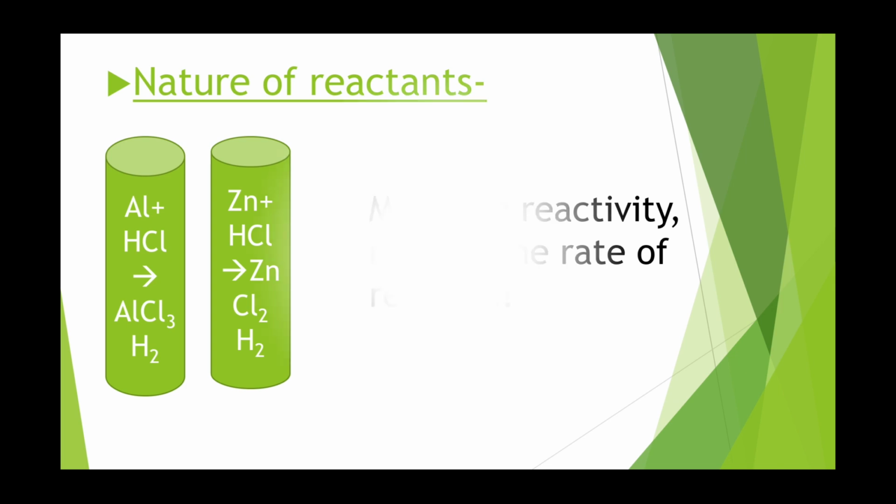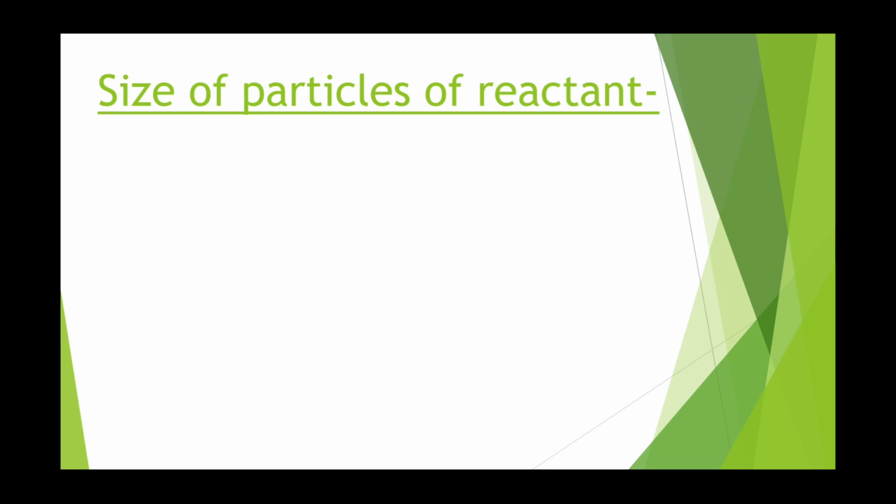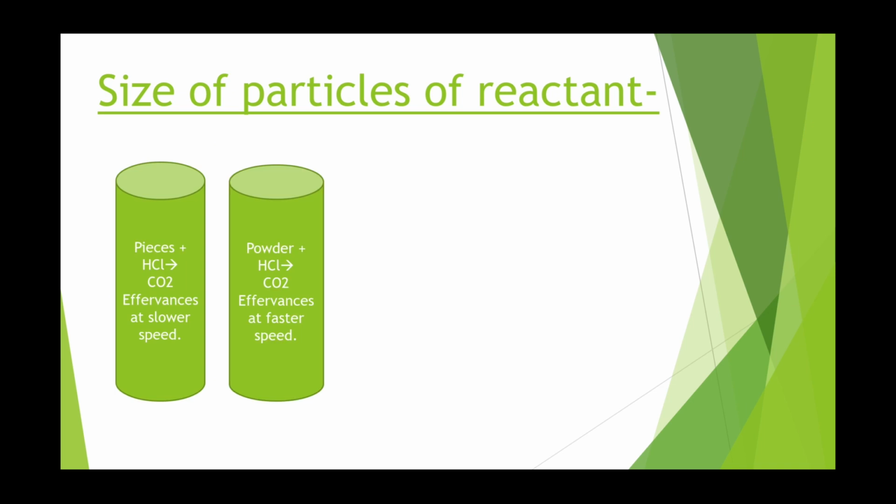Now, the second factor affecting the rate of chemical reaction is the size of particles of a reactant. Again, let us see an example here. We will take two test tubes, and in both test tubes we have to take Shahabadi tiles in equal weight. Obviously, we don't have to pour the tiles as they are. In one test tube we add pieces of Shahabadi tiles to react with hydrochloric acid, and in another test tube we add powder of the Shahabadi tiles to react with hydrochloric acid.